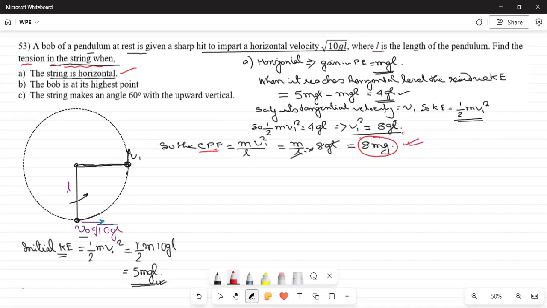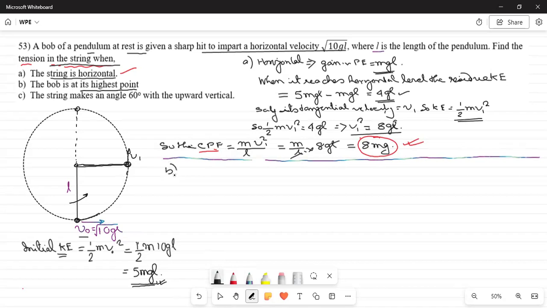Now let us see when the body reaches the highest point, that means the body reaches here. As I said at the very beginning, we still do not know whether it will reach the highest point. Let us see how much energy it needs to reach the highest point.